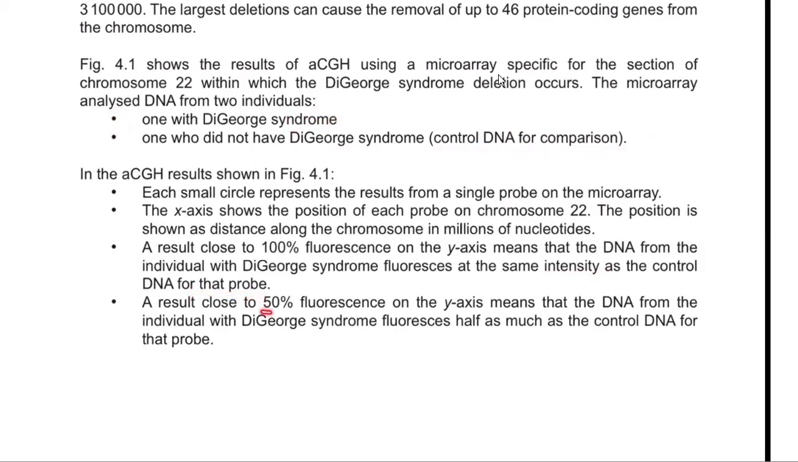A result of close to 50% fluorescence on the y-axis means the DNA from the individual with DiGeorge syndrome fluoresces half as much as the control DNA, which means this 50% fluorescence shows DiGeorge syndrome. It's not fluorescing at the same level as the control DNA because the control DNA will not have any deletions.